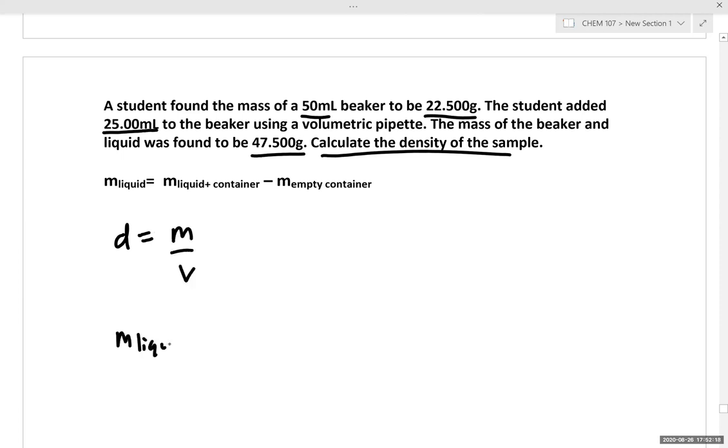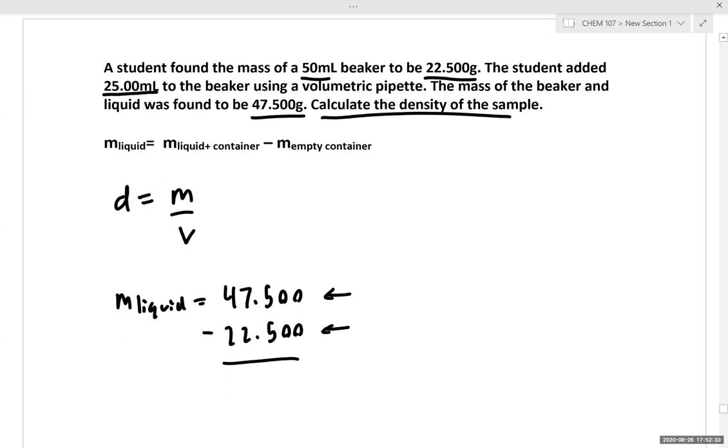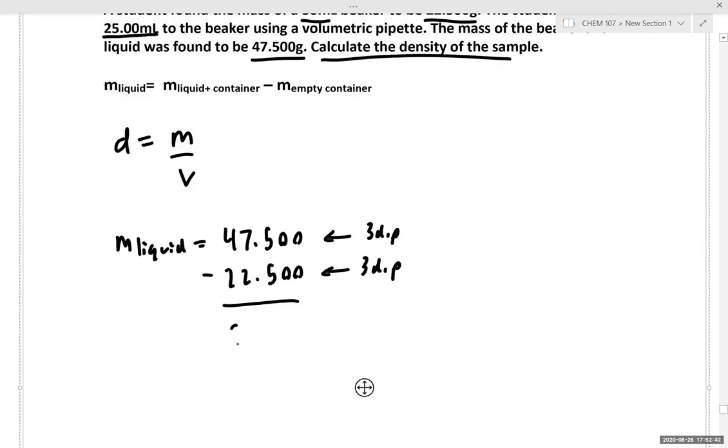So the mass of our liquid in this case is going to be the mass of our liquid plus our container minus the mass of the empty container. And as we notice, this is a subtraction operation. So we count the total number of decimal places. In both of these numbers, we have 3 decimal places. Ergo, our final answer would have 3 decimal places. So we get 25.000.